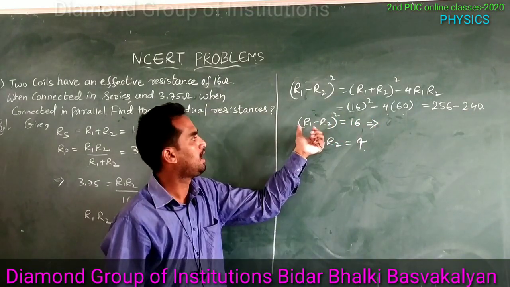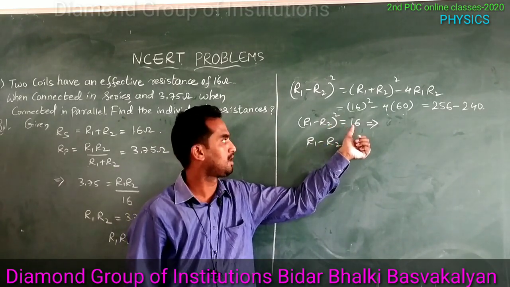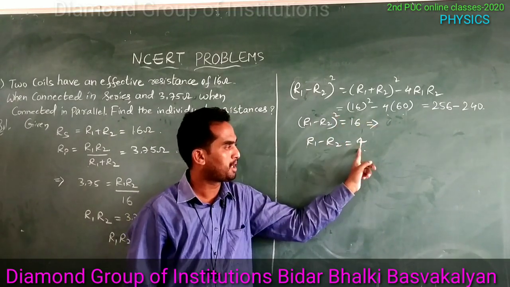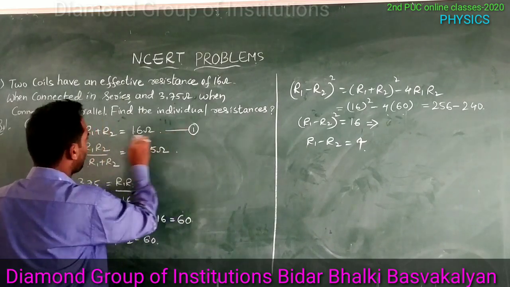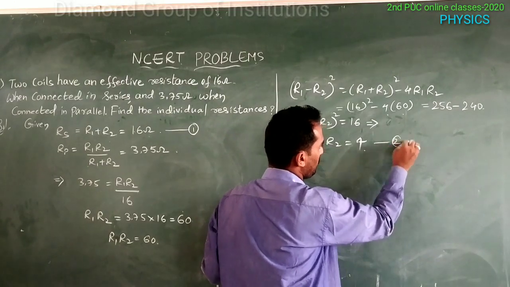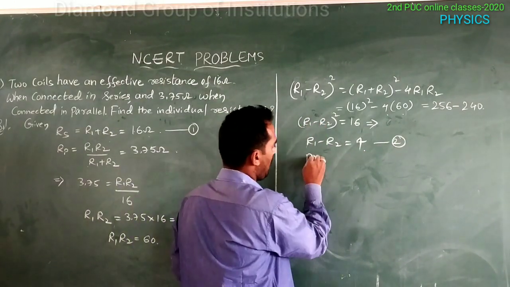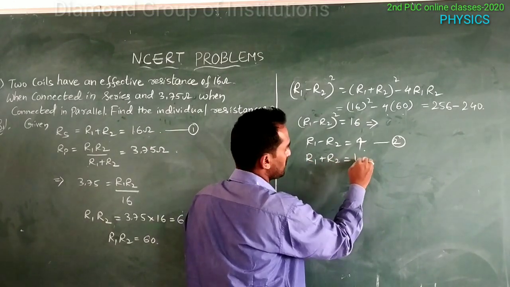See the left side, R1 minus R2 whole square as it is, and the answer we got is 16. If you remove this square and take the root, it becomes 4. So see here, this is equation number 1, R1 plus R2 equal to 16, and this is equation number 2, R1 minus R2 equal to 4. So if you solve these two equations, R1 plus R2 equal to 16.